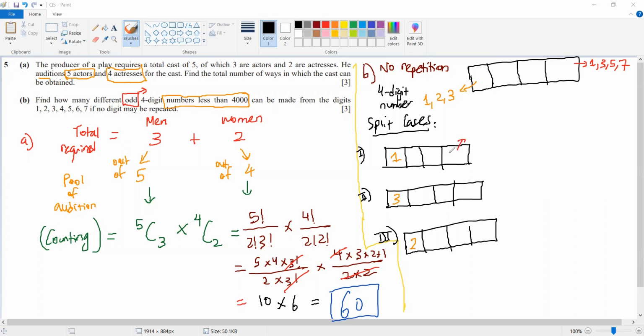In this box, if 1 is placed there, it means odd numbers, so 3, 5, or 7. 3 choices. Okay, either 3, 5, or 7. So I put in the box likewise on the second one. Also, if you think about it, there are 3 choices on this one. How do I get 3 choices? 1, 5, or 7 as well. So 3 choices, 1, 5, or 7.